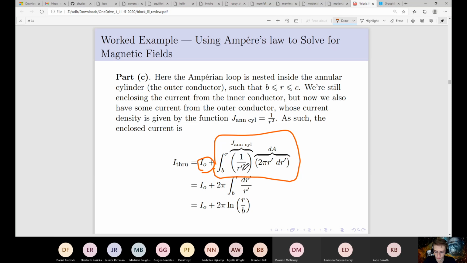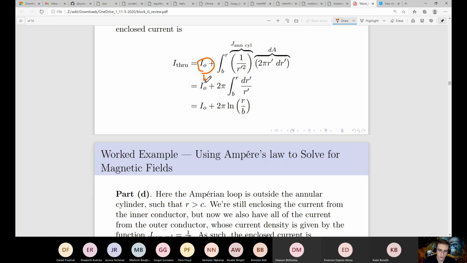It's 1 over R squared. And as before, it's a circular cross section, so dA we can just say is 2 pi R dr. Pretty much, I can't think of an exception. Every time you deal with dAs for Ampere's law in Phys 2, it's going to be a circular cross section, and dA is going to be 2 pi R dr. Nifty. So let's erase that.